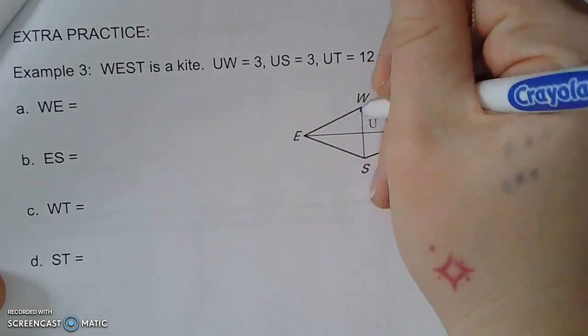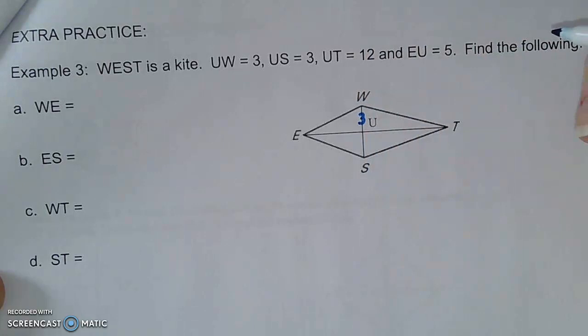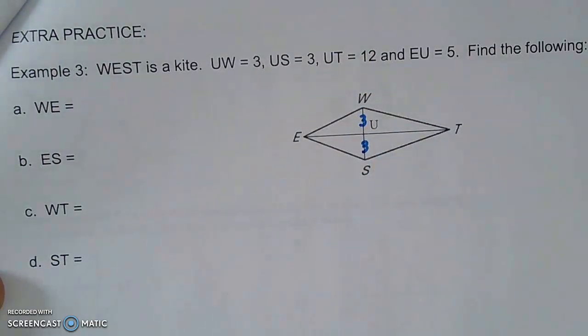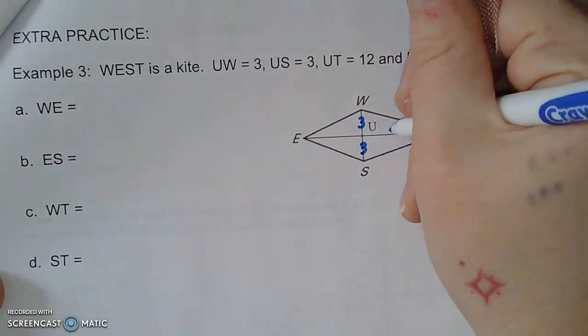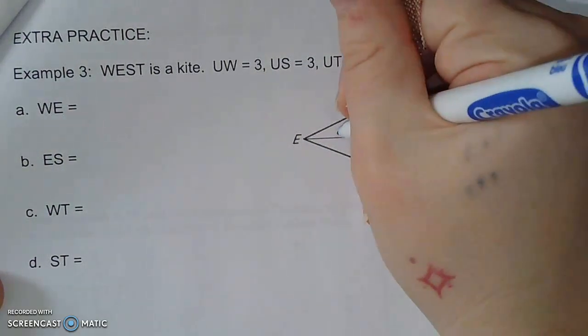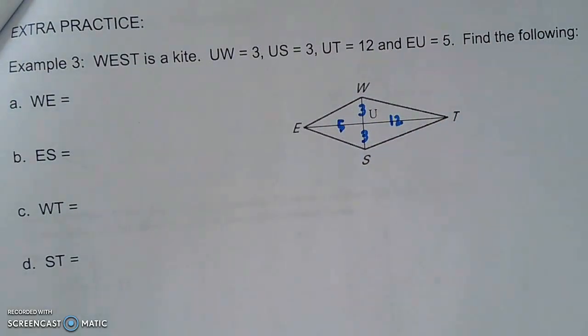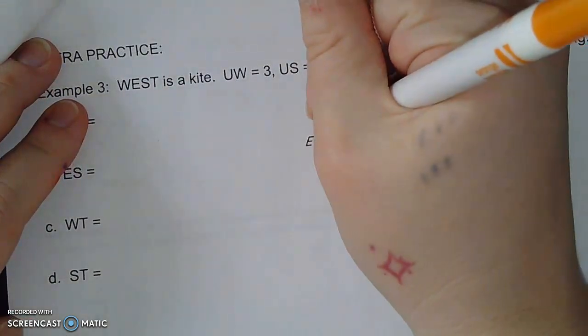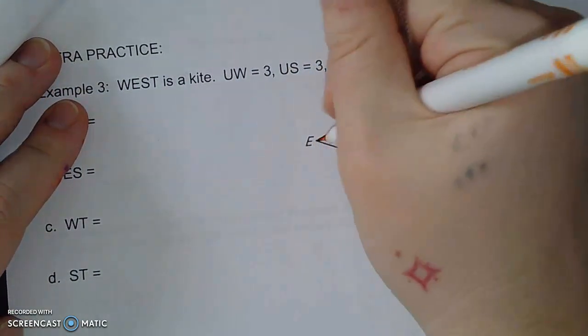UW is 3, US is 3, UT is 12, and EU is 5. Okay, so let's find the following. WE. So WE is this length right here.